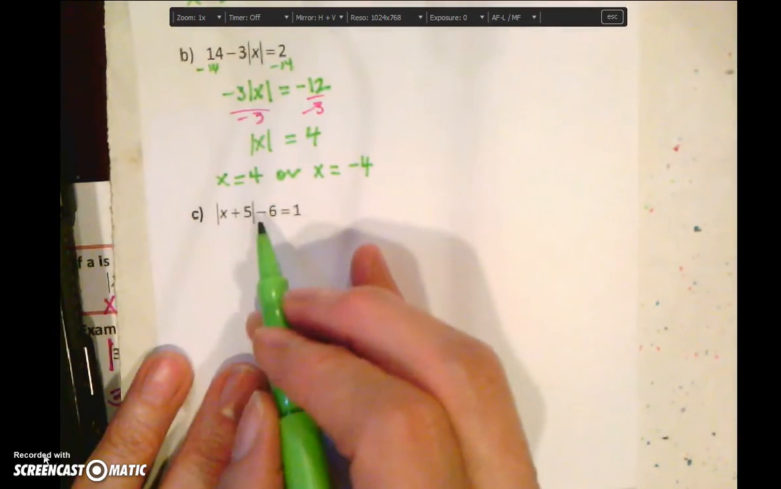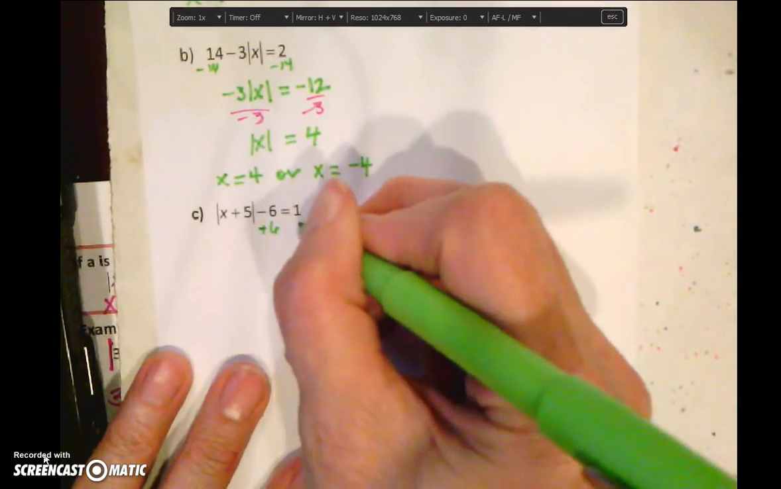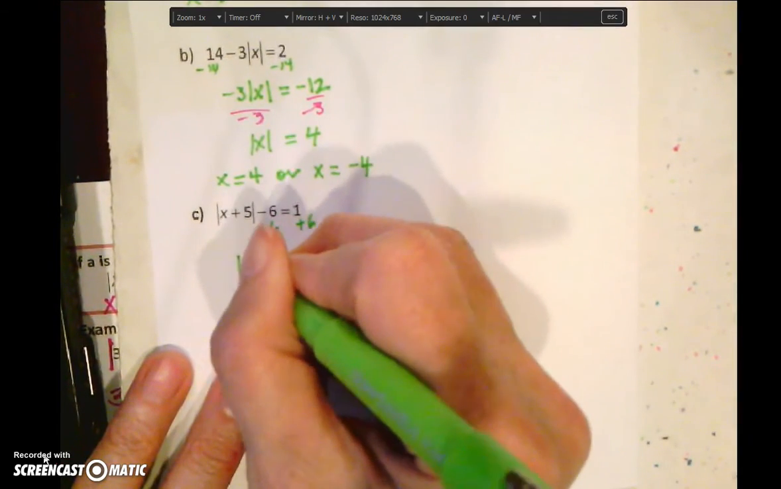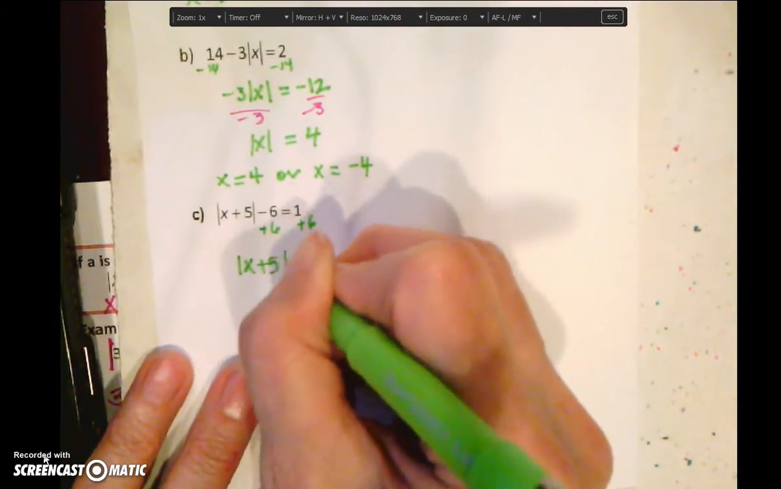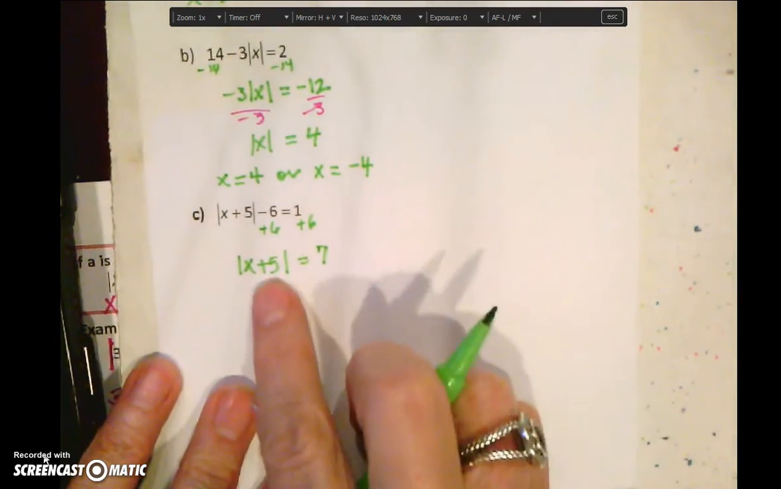All right, C is a little bit different. Again, I have my absolute value, but it's not isolated, so I need to get rid of the 6 first. And I'll have the absolute value of x plus 5 is equal to 7. All right, so it's isolated.